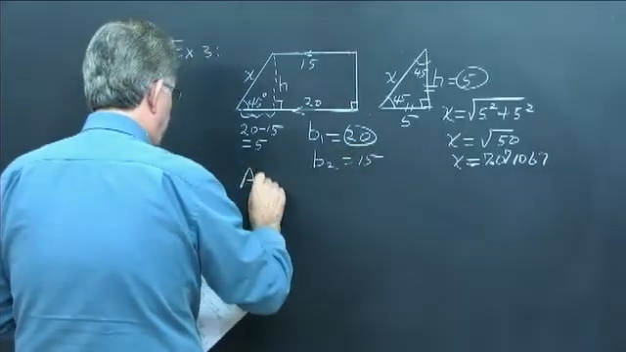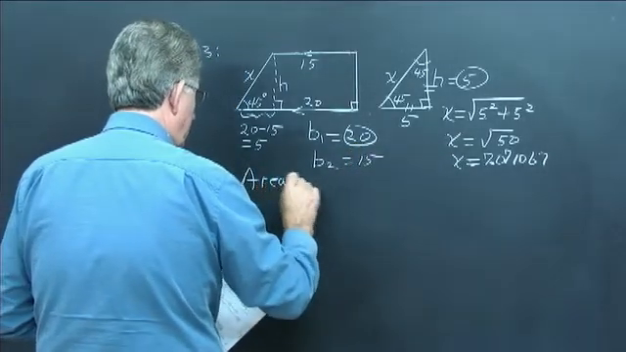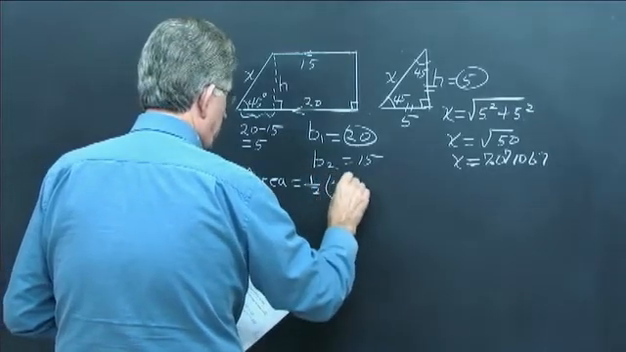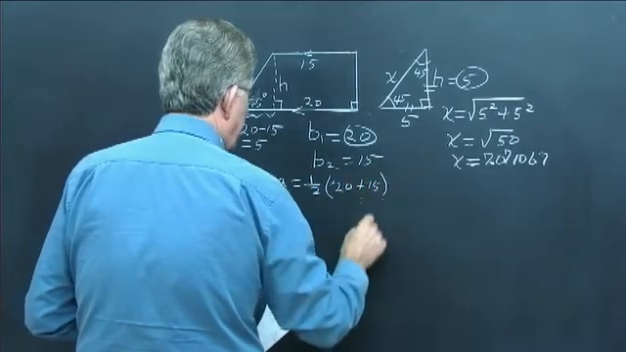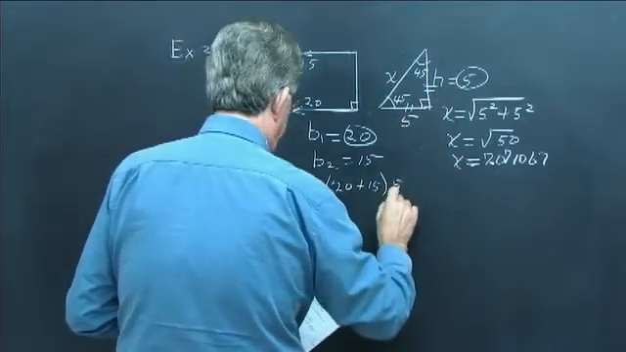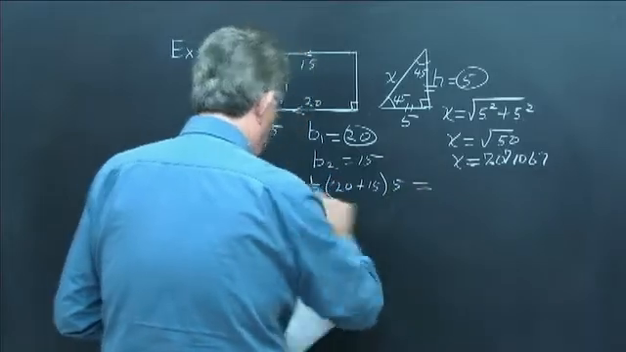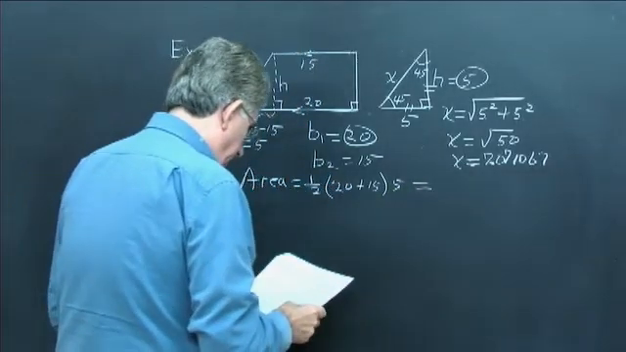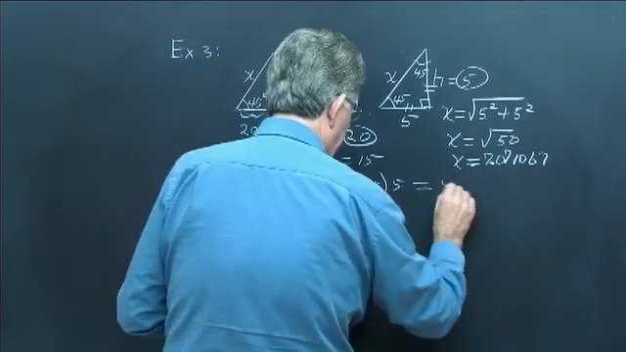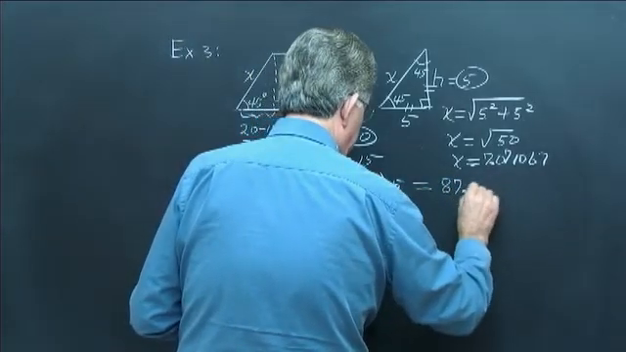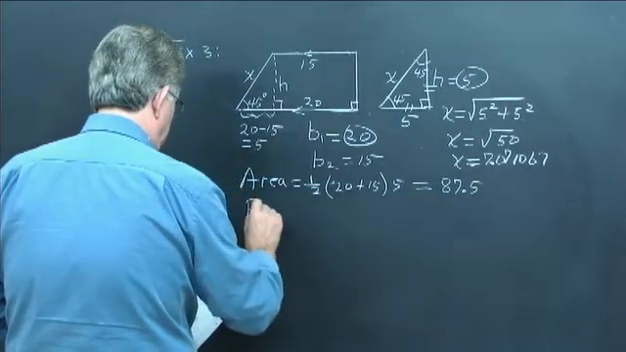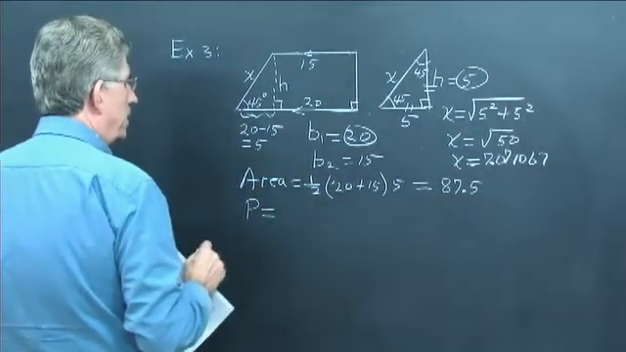So the area of this thing is 1/2 the sum of these two bases times the height, and the height there is 5. And if we run all of that through the calculator, this is what I came up with. Now you try it on your calculator, but I got 87.5.